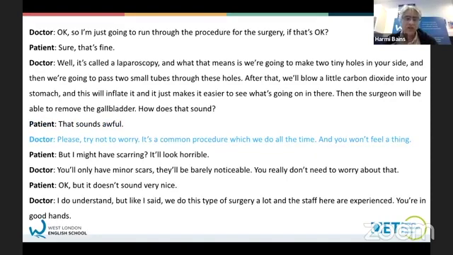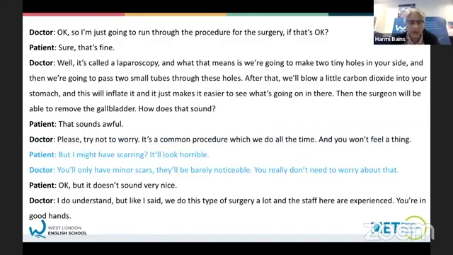And you can see here, try not to worry. It's a common procedure which we do all the time, and you won't feel a thing. A really nice way to kind of reassure the patient. You won't feel a thing. It's a common procedure. So that language of reassurance can really help you as well.